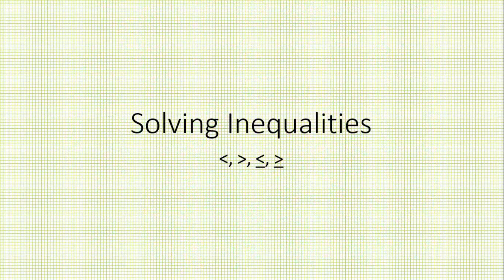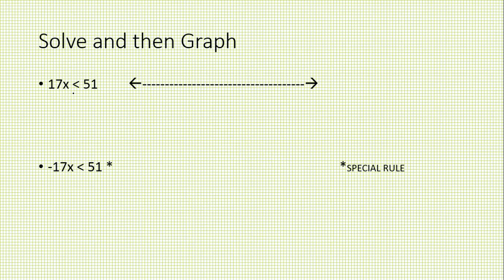See these symbols? You're solving an inequality. It's very similar to equations, but there are some important differences. Here's our first problem. 17x is less than 51. Let's solve for x. Just like in an equation, you notice that there's multiplication, so use division to undo that.